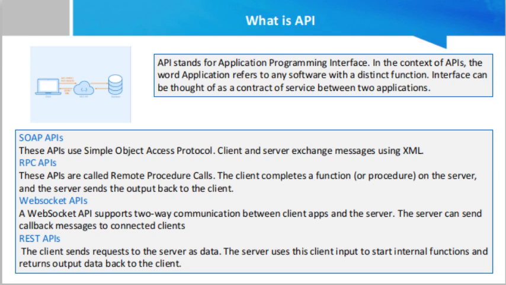First is the SOAP API. These APIs use Simple Object Access Protocol. Client and server exchange messages using XML. This is a less flexible API that was more popular in the past.